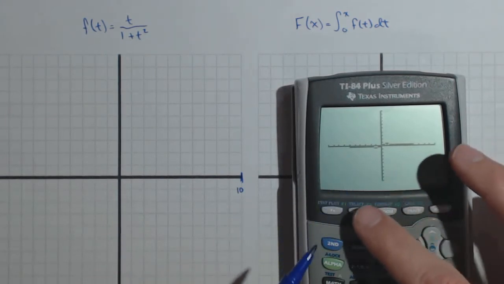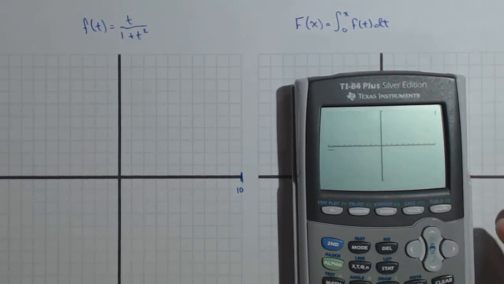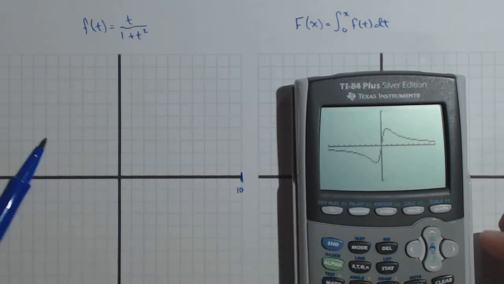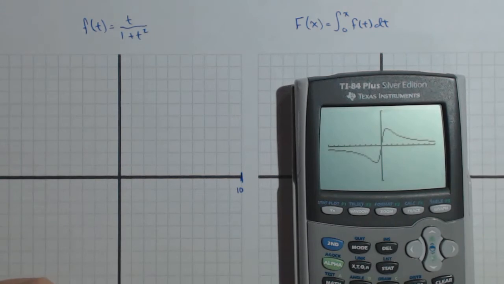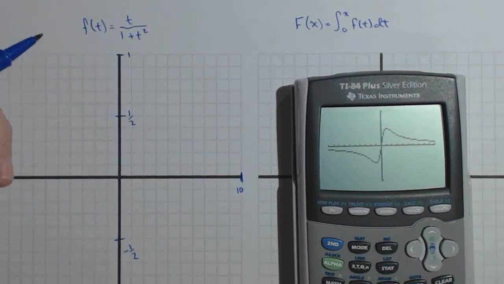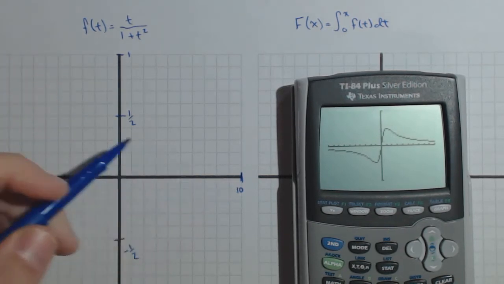What we might do to see a little bit more of what's going on with the function is change our y min and max. If you look, at about negative 1, it goes to negative 1/2, and at about positive 1, it goes to positive 1/2. So for my scale, I'm going to do negative 1 and negative 1/2, and here 1/2 and 1. And so I'm going from negative 10 to 10.